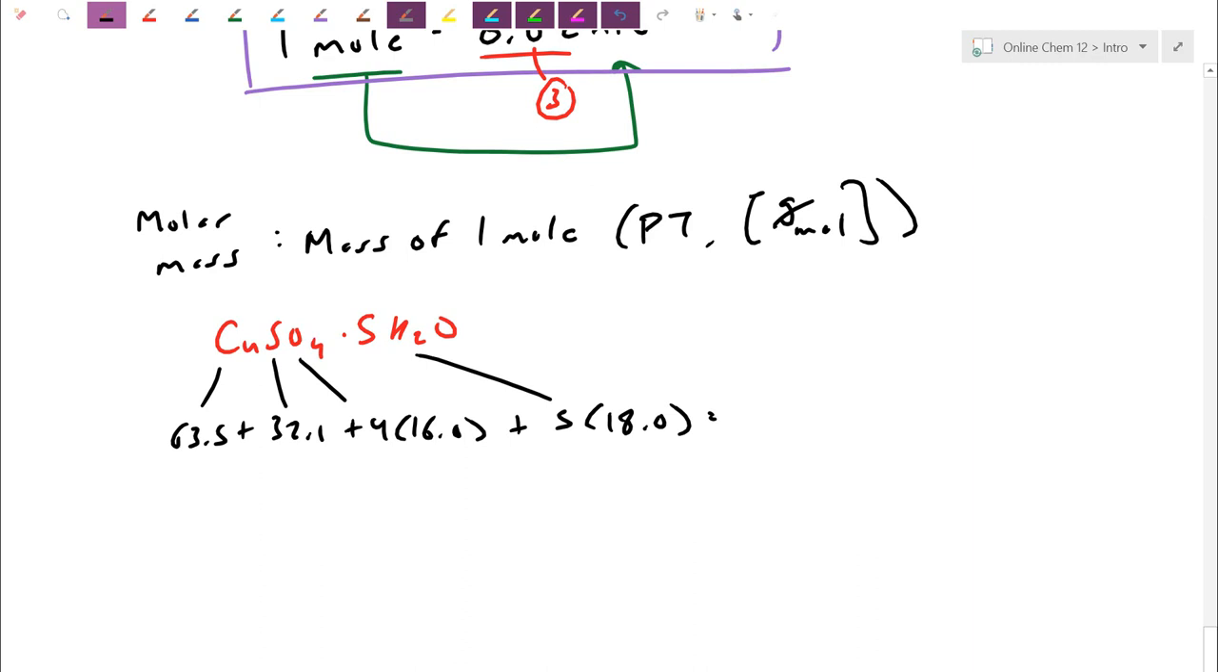When you add those all up, 63.5 plus 32.1, plus 4 times 16, plus 5 times 18, this gives you a total of 249.6. In terms of your sig figs, because our periodic table has everything in one decimal place, make sure your final answer still has one decimal place. And now, because the number has gotten significantly large, we actually have a 4 sig fig number here. This unit, best to say no units, but especially for molar mass, we can think grams per mole. So this sticks with the grams for every one box of this chemical. So we use that as our second conversion.